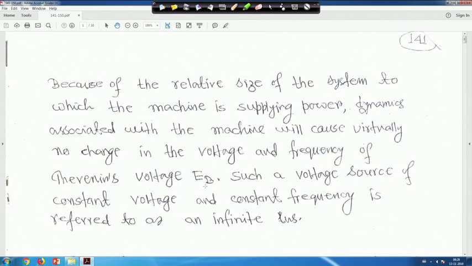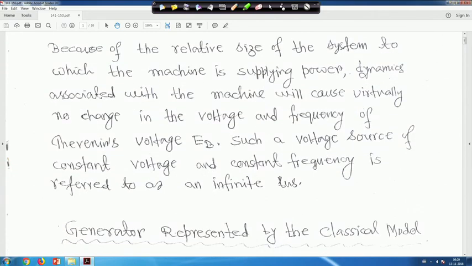That infinite voltage, that Thevenin's voltage E b, exists because the large system is a huge system, and the dynamics associated with the machine, the generator at the sending end, will cause virtually no change in the voltage and frequency of the Thevenin's voltage E b. Such a voltage source of constant voltage and constant frequency is referred to as an infinite bus. This is the definition of infinite bus. I hope it is understandable.